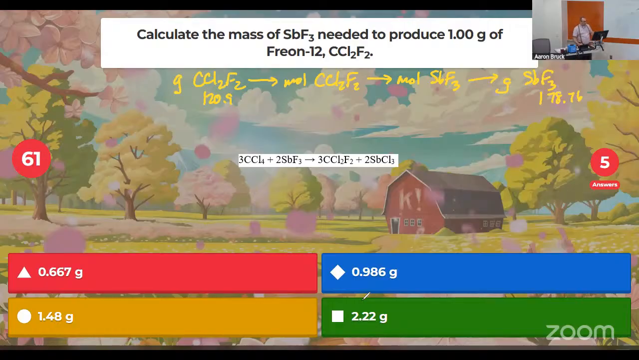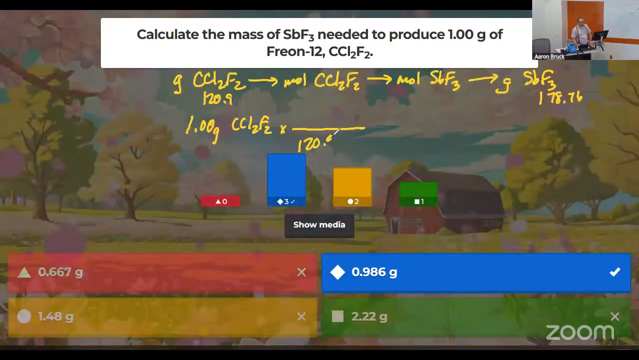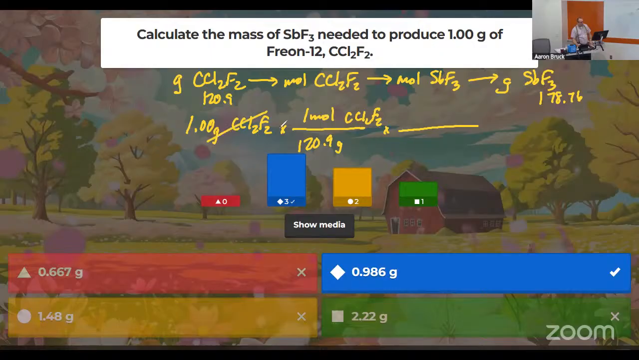Right, so we're being asked to do basically the gram to gram, mass to mass stoichiometry here. So we're starting with 1 gram of the Freon 12. The first thing that we want to do is convert that grams into moles. So I went ahead and calculated the molar mass. Molar mass is 120.9. So my grams cancel.